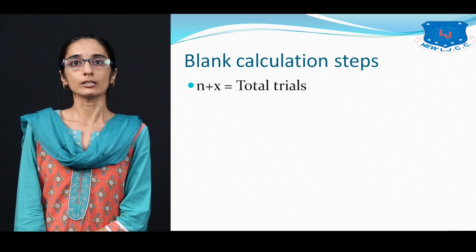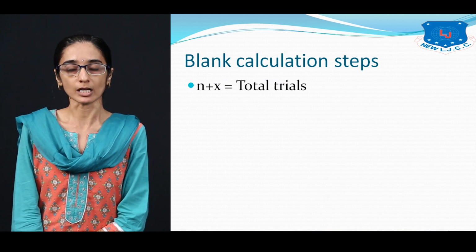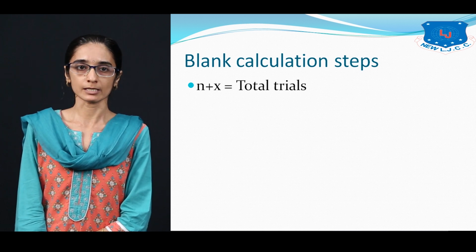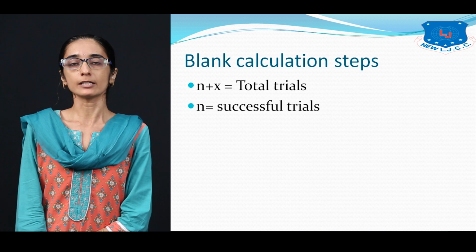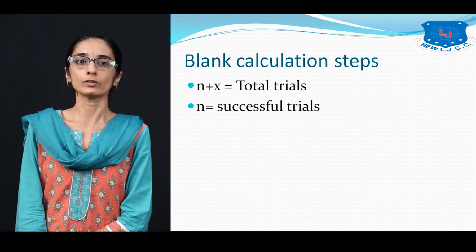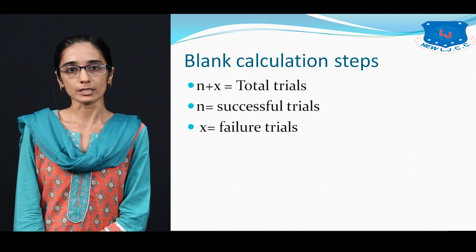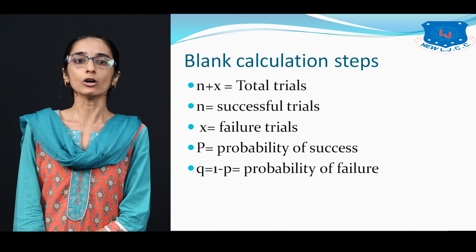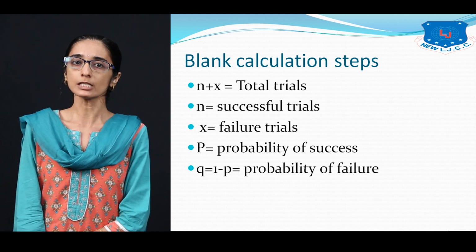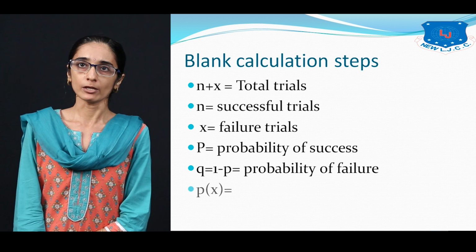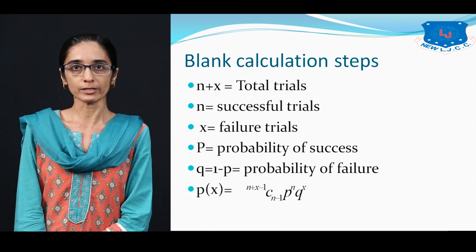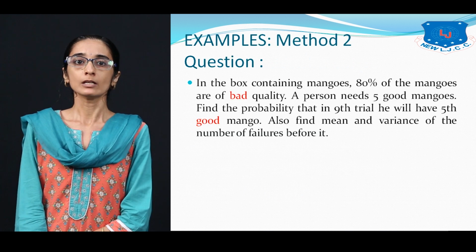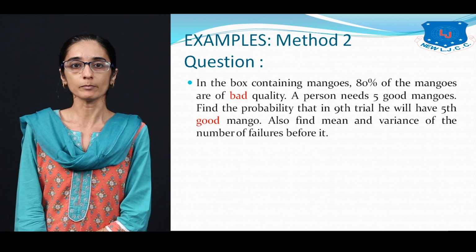Now let's consider the basic steps of this for examples. Total trials we are going to assume to be equal to n plus x. Number of successful trials is equal to n, so number of failures will be x. P will be considered as the probability of success. Q will be considered as the probability of failure, that will be 1 minus p. And P of x, the formula is n plus x minus 1 C n minus 1 P raised to n Q raised to x. Now let's see the example of the second method.